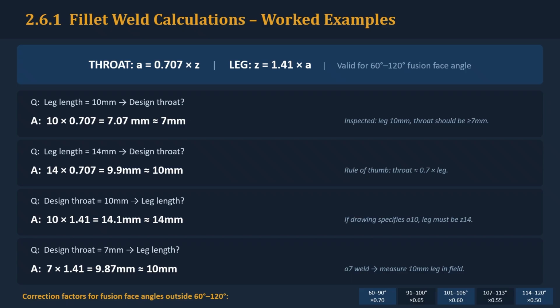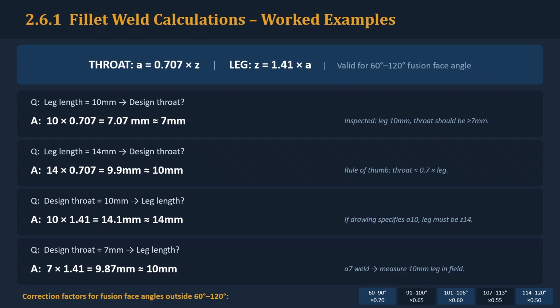Now work in the opposite direction. If the drawing requires a design throat of 10 mm, multiply 10 by 1.41. The result is approximately 14.1 mm. Therefore, for the conventional equal-legged geometry, an inspector would expect approximately a 14 mm leg length.